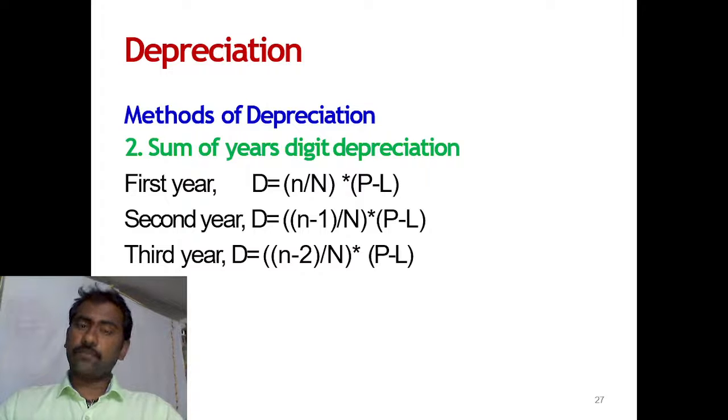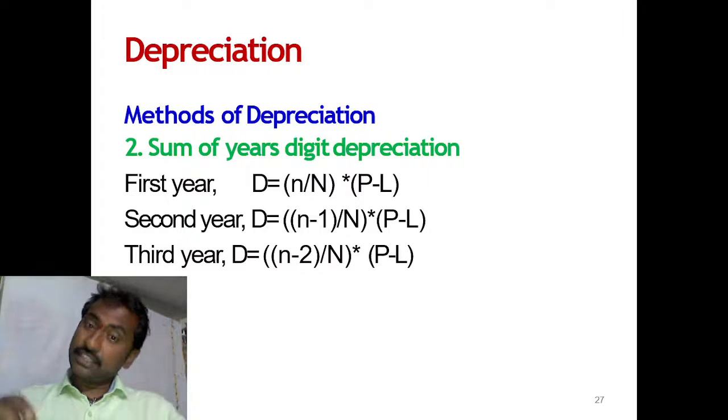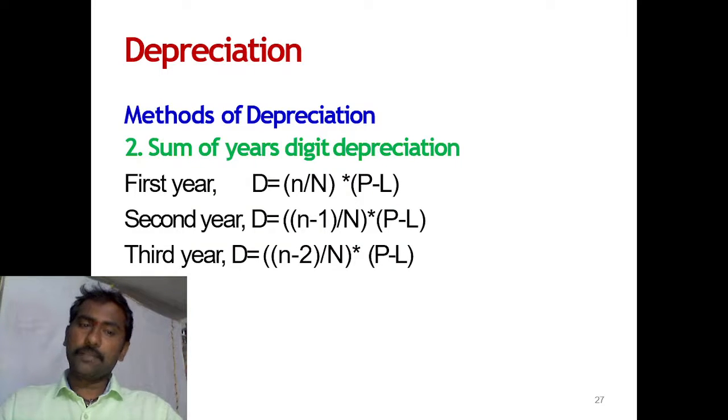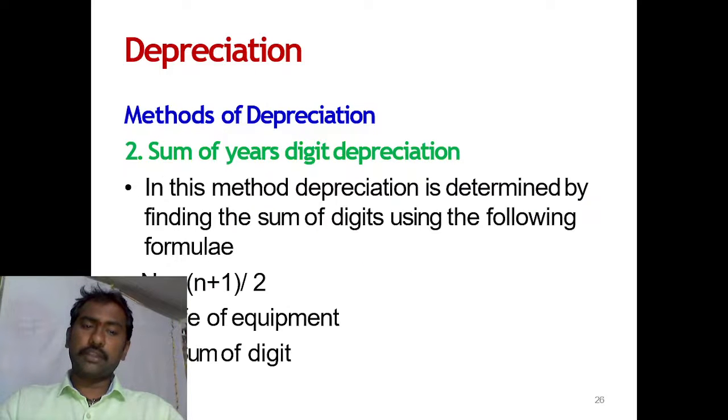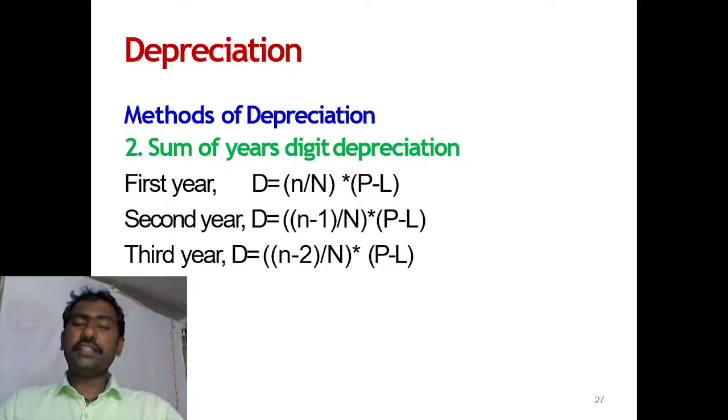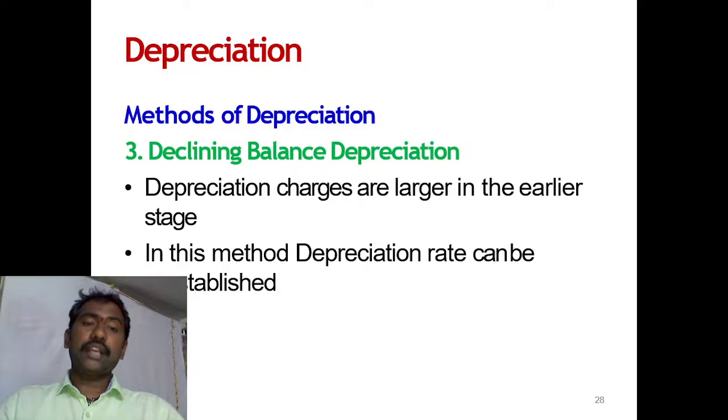For the first year, the formula is n by N into (P minus L). For the second year, (n minus 1) by N into (P minus L). And for the third year, (n minus 2) by N into (P minus L), where n is the useful life of the equipment, capital N is the sum of the digits, P is the total cost of the equipment, and L is the salvage value or scrap value.